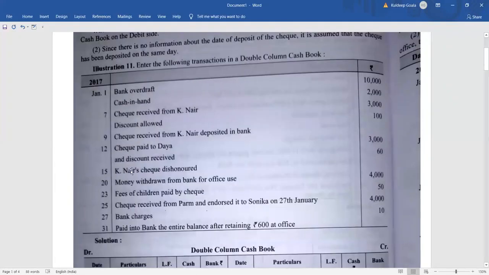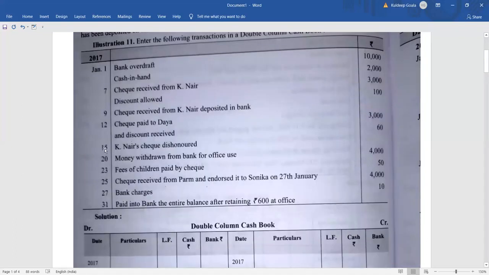Now coming to the next one. Before that, we have one more transaction here, 15. What is given here? K Nayar's check dishonored. Arre, first he deposits the money and then it is dishonored, why? It can be dishonored. There can be a dishonor of a check. Why? When? How? When he doesn't have money in his bank account, or the signature is wrong, or the check is torn, in those cases the check will be dishonored.